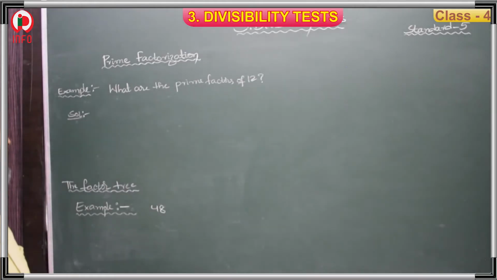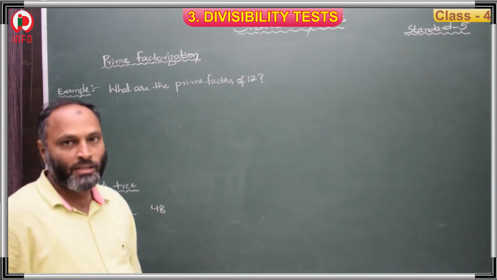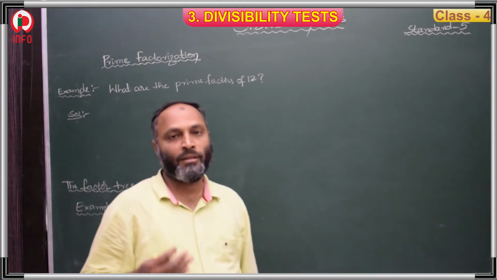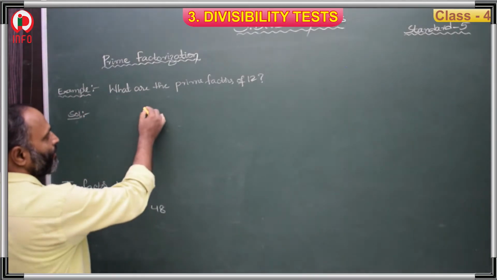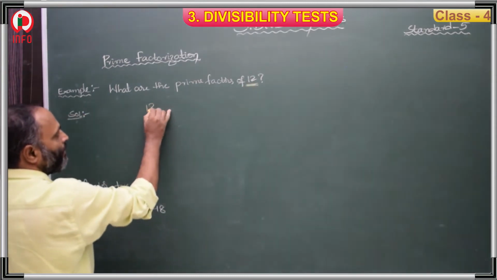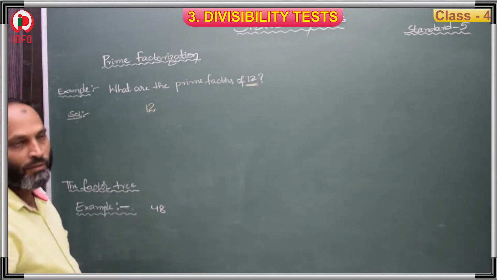Now, the prime factorization method. What are prime factors? Whenever a number is given, how do we find its prime factors using the prime factorization method? First, 12. We have to find the prime factors of 12. How do we write this 12?